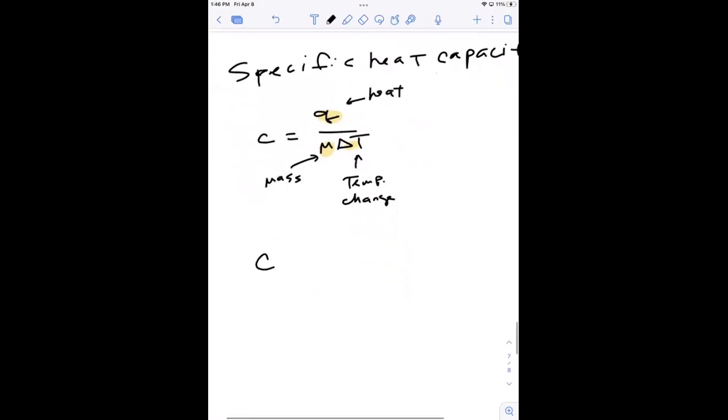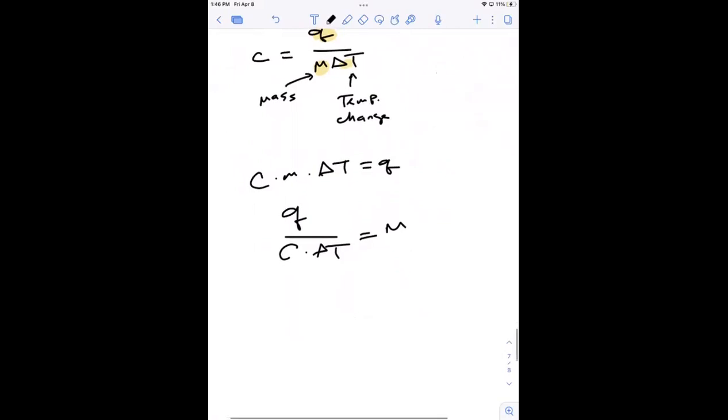Well, I can say C times M times delta T equals Q. That's one thing I know for a fact. I can say that Q over C times delta T, I can get the mass, right? I can say Q over C times M, and I can get the temperature change. Anything I want, I can find, as long as I know 3 of those 4 terms, I can solve for the other one.